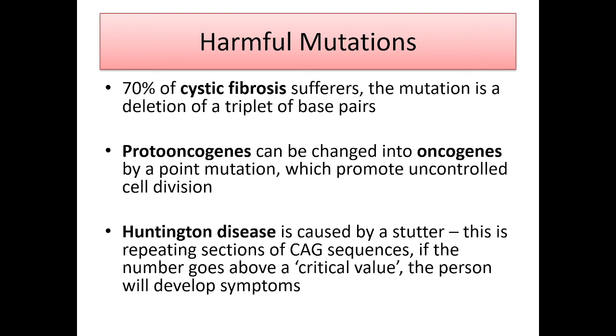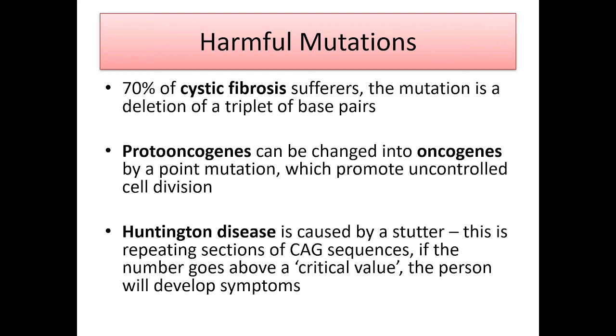Proto-oncogenes, which can be converted to oncogenes by a point mutation. An oncogene is a gene that promotes uncontrolled cell division. That's cancer. So a single point mutation can cause these proto-oncogenes to turn into oncogenes, which are genes that promote a cell just dividing rapidly, uncontrolled.